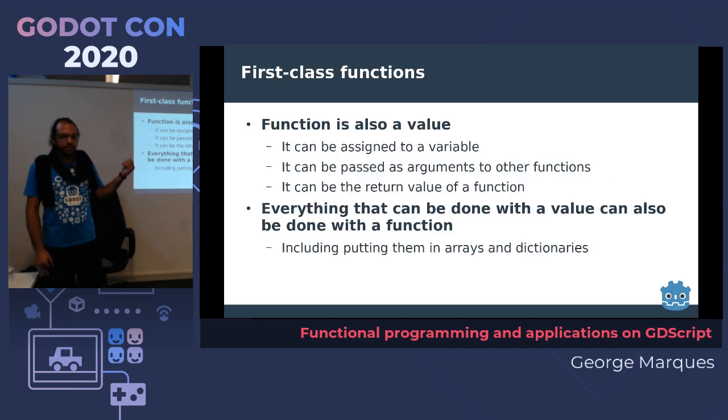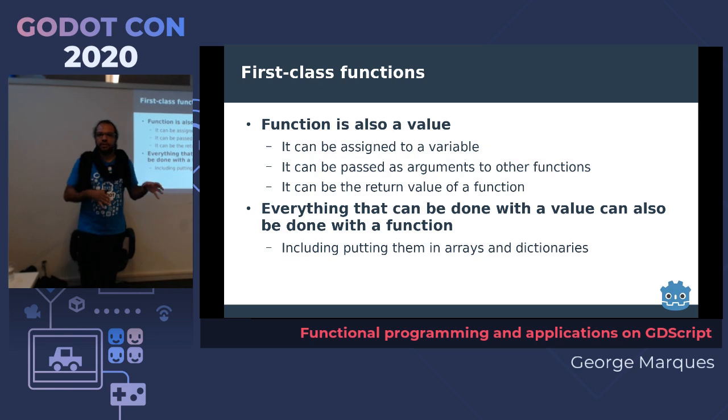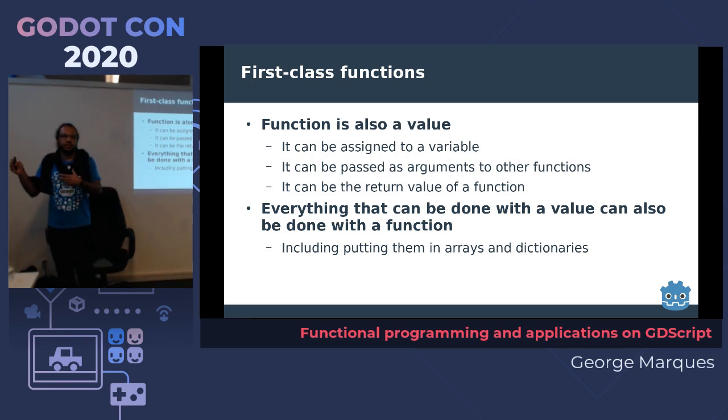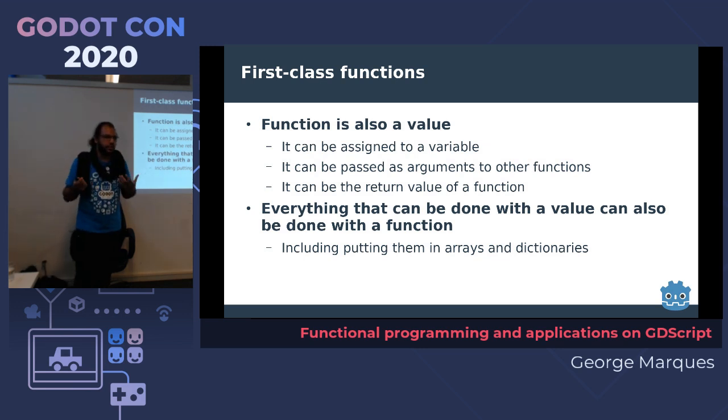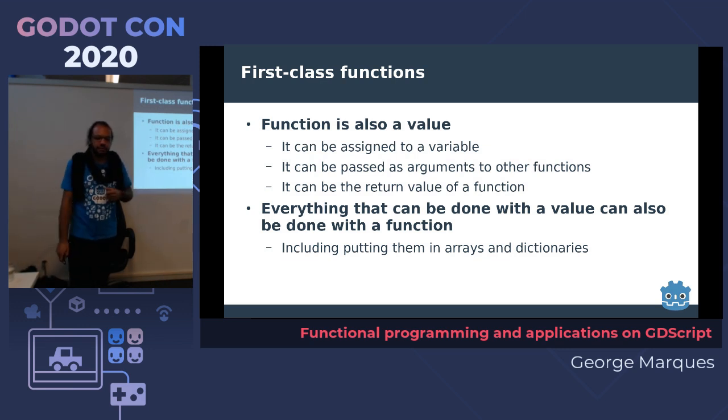So talking about that, we have first class functions, which means that the function is also a value. You can assign functions to a variable, you can pass functions as arguments to other functions, and you can return a function as a result of another function. Everything that can be done with a variable, with any value, can be done with a function as well. So we can make an array of functions, or a dictionary where the key is a string and the value is a function, for instance. And that can be used for other things, like the higher order functions that I'm going to mention a bit later.